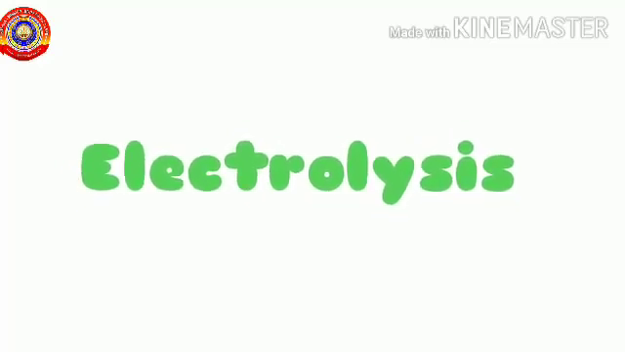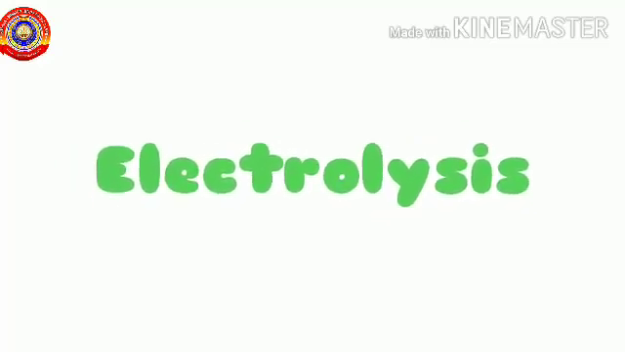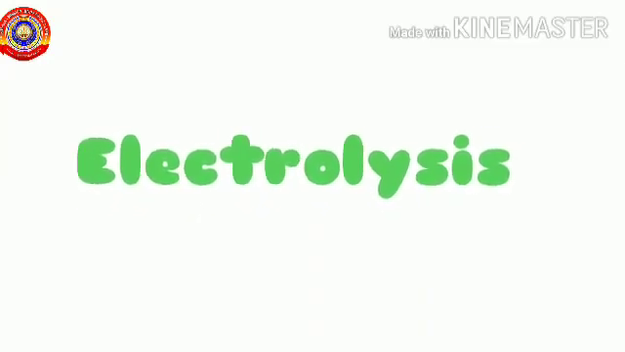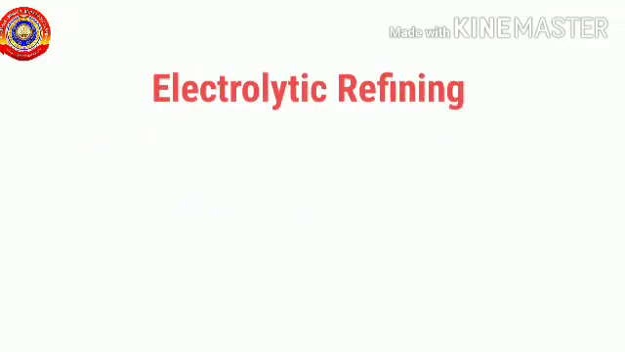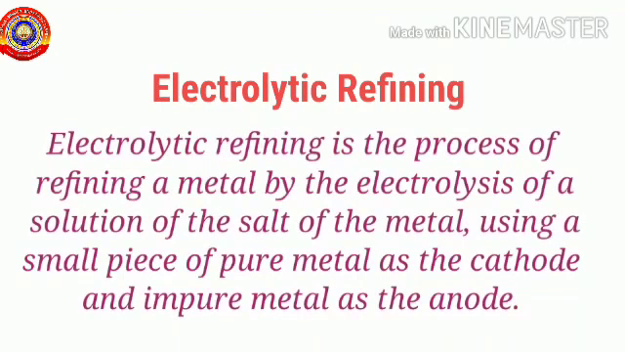The third process is electrolytic refining. So children, the process of electrolysis is a very familiar one. We have learned this in detail in the third chapter. So let me tell you once again about electrolytic refining. Electrolytic refining is the process of refining a metal by the electrolysis of a salt solution, using a small piece of pure metal as the negative electrode and impure metal as the positive electrode. So let's see how copper is refined by this method.